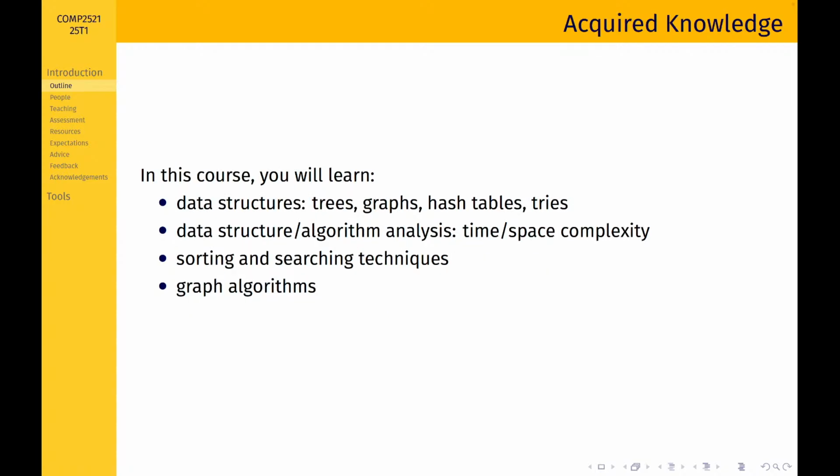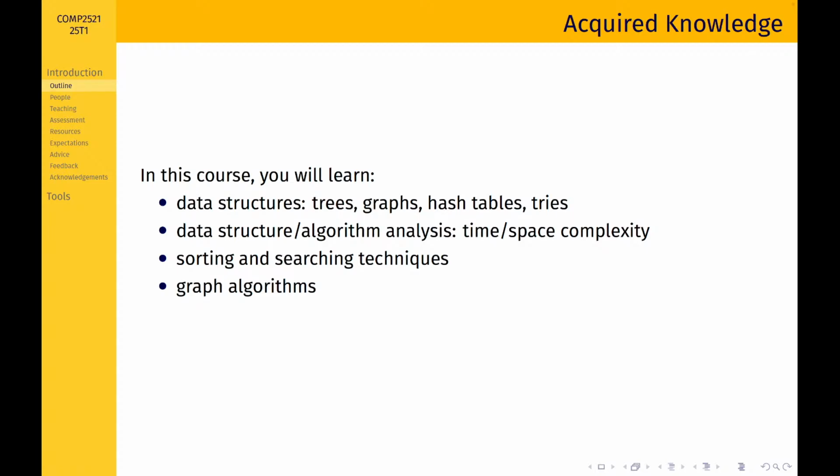Okay, and what are we going to cover in this course? Well, data structures. We have data structures like trees, graphs, hash tables, and tries. These are all very useful data structures, and we'll see how to implement them, how they work, and so on. And also analyze them. We'll be analyzing our data structures and algorithms in terms of both time, so how efficient they are, and how much memory they take.